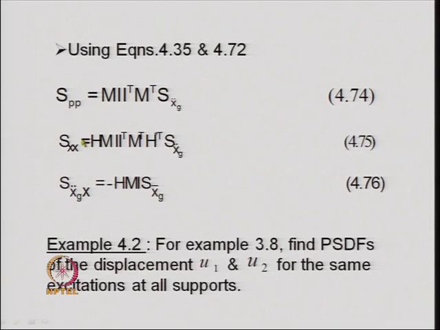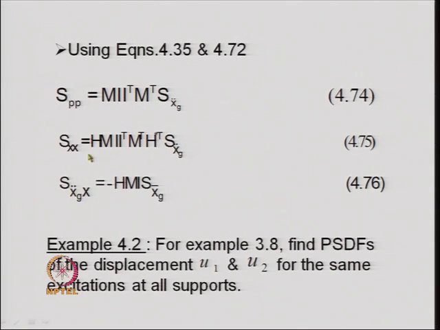Now, with the help of this relationship that we obtain for SPP, the SXX, that is the power spectral density function matrix of the response, can be written in this particular form, that is H M I then I transpose M transpose H star transpose into S X double dot G, where S X double dot G is the power spectral density function of the ground motion. So, it is a single quantity at each frequency.